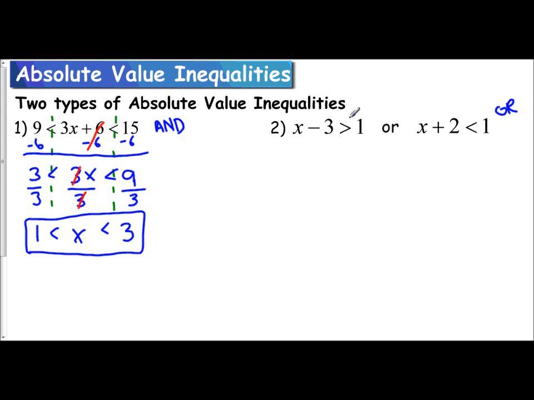What you do is you have two separate inequalities, and so you solve them separately. So the first one, I would add 3 to cancel out the minus 3 here and get x is greater than 4. I would subtract 2 in this inequality to get the x by itself. So x is less than negative 1. So x is either greater than 4 or x is less than negative 1.